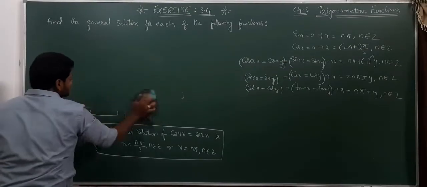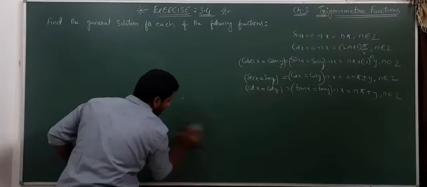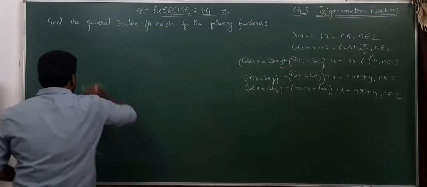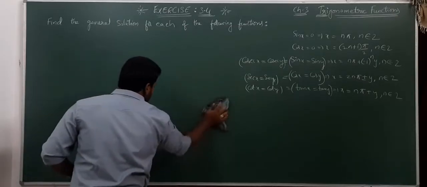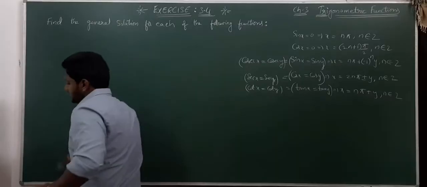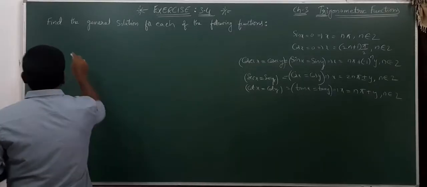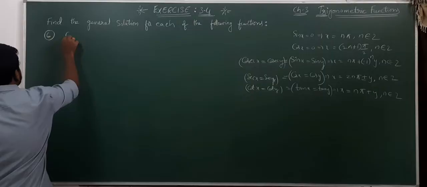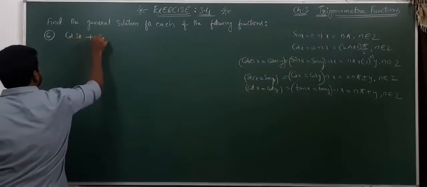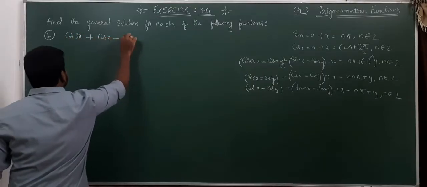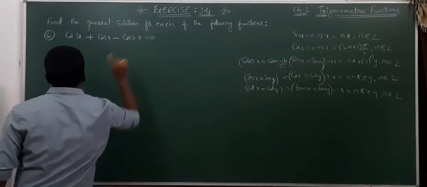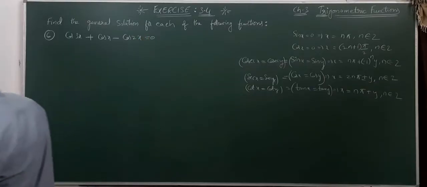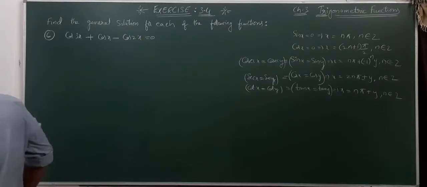Next, question number 6. If you have textbooks, note it down. That is cos 3x plus cos x minus cos 2x equal to 0. I think this was the question. Cos 3x plus cos x minus cos 2x equal to 0.